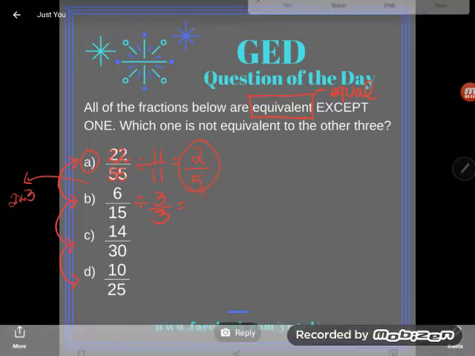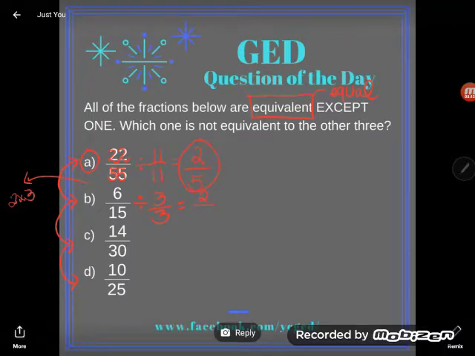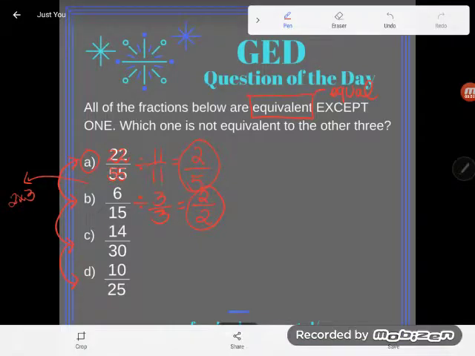So 6 divided by 3 is 2. The 2 will be left. 15 divided by 3 is 5. And look what I see. The fraction 6/15 has that same basic relationship, that for every 2 things on the top, there are 5 things on the bottom.